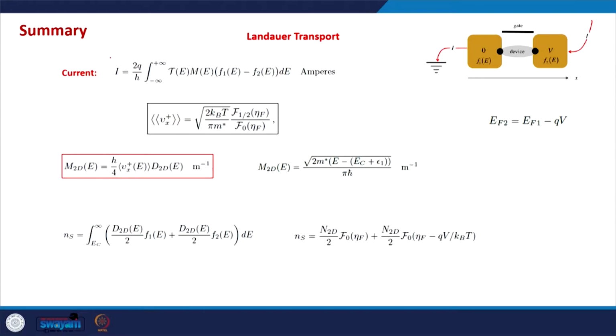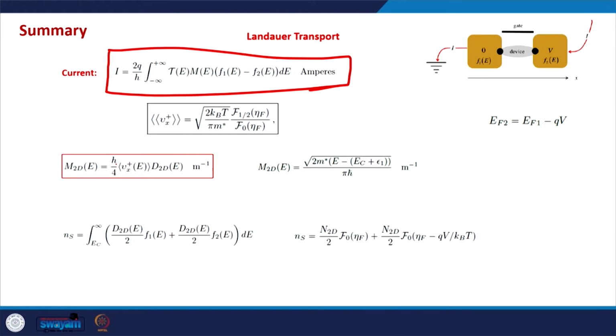We have seen that in the Landauer transport model, this is the current equation that we obtain, and this equation has a few important parameters. One is the number of modes in the channel, second is the transmission coefficient of the channel, and third is the difference between the Fermi functions of the source and the drain. That is quite important, and that is also the term that drives the current, because if F1 is equal to F2, the current becomes 0 and there is no current essentially, and the equilibrium is there.